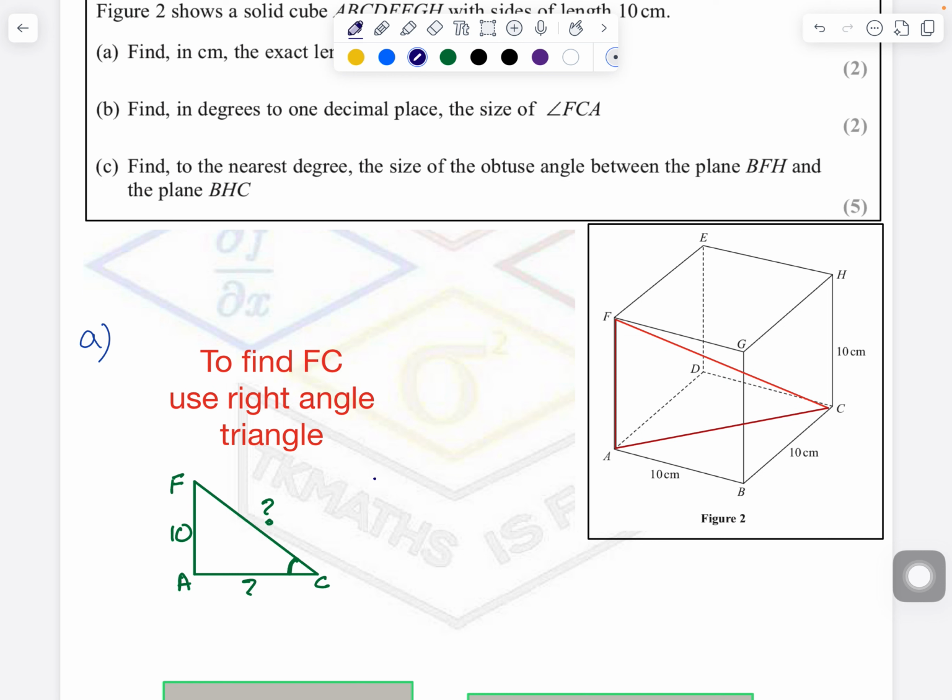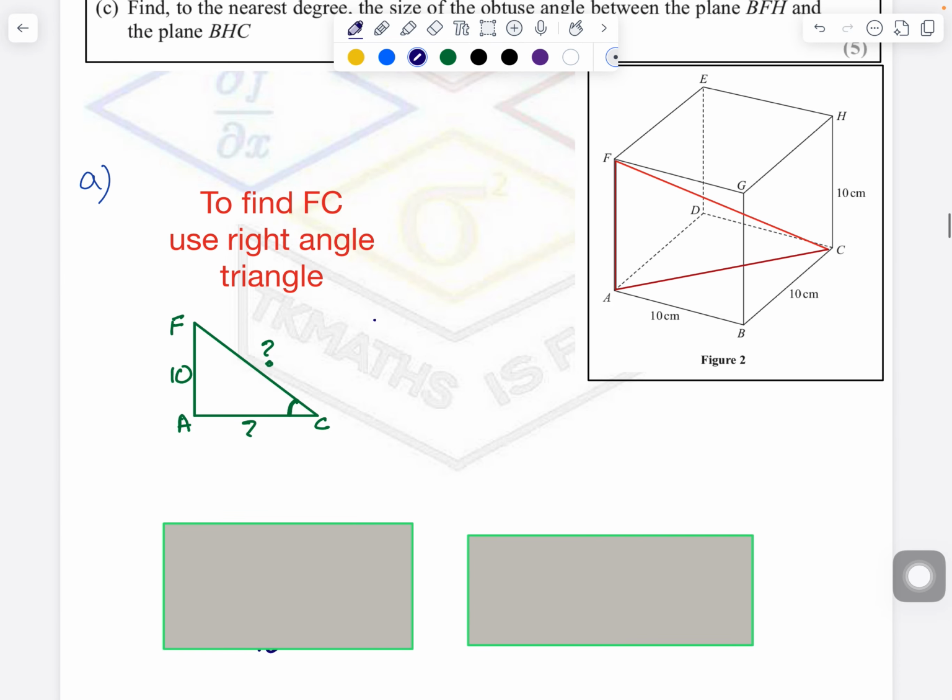Now you have to find out FC. AF is the edge of the cube, so it is 10. But do I know AC? No, it is not an edge. So then we will see what other triangle you can get to find out FC. Right? So now you will draw the triangle ABC. If I draw it on the diagram, it is here, ABC.